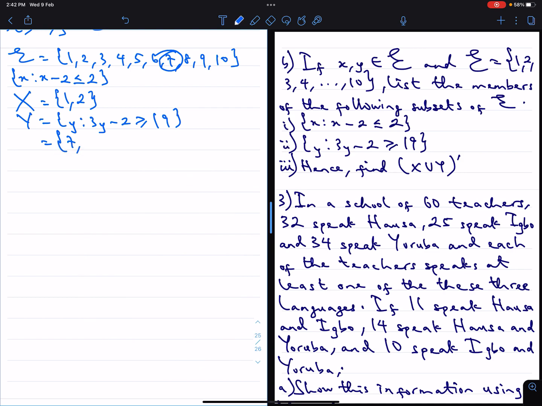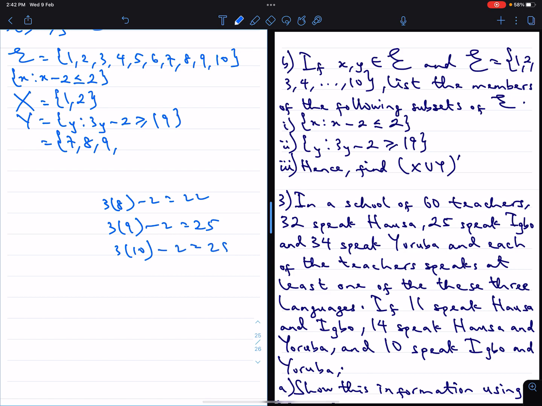Now 8, 3 times 8 is 24. 24 minus 2 is 22, which is greater than 19. So that means 8 is also an element, because it was 8 that gave us 22 from the universal set. Now 9, that's 3 times 9 minus 2, that's 27 minus 2, which is 25. 25 is greater than 19, so 9 is also going to be an element of the set y. 10, let's check 10 if it satisfies the condition. 3 times 10 minus 2, that's 30 minus 2, which is 28, and that's also obviously greater than 19.